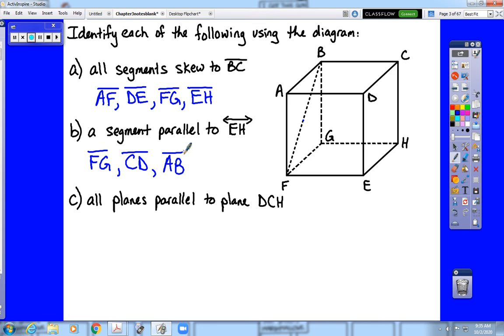Even though that plane is not drawn, we could draw a plane that passes through this cube diagonally and would contain both AB and EH, and they still would not intersect, which would make them parallel.